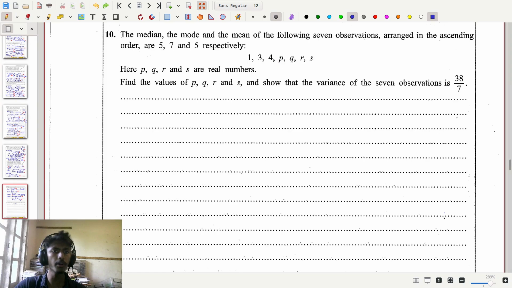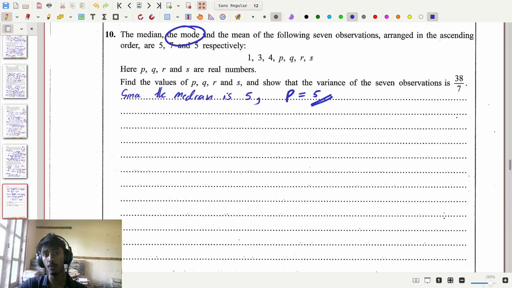Now, since the median is already equal to 5 as we are given here, we can say directly that P, our central value, must be equal to 5. So we can say, since the median is 5, directly P must be equal to 5. And with that, we have already found one of our 4 values of P, Q, R, and S. So P is equal to 5. Now for the other values, we need to consider the mode and the mean.